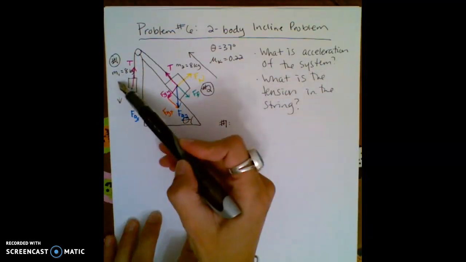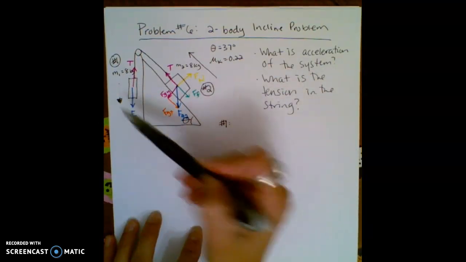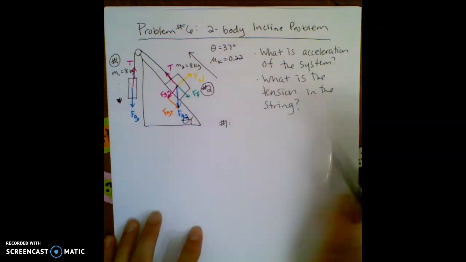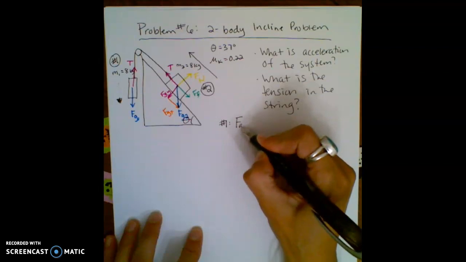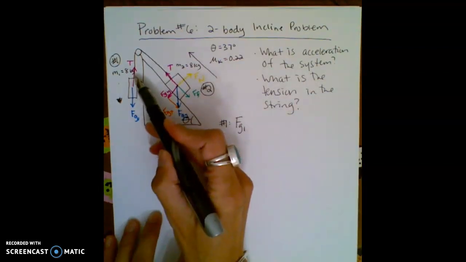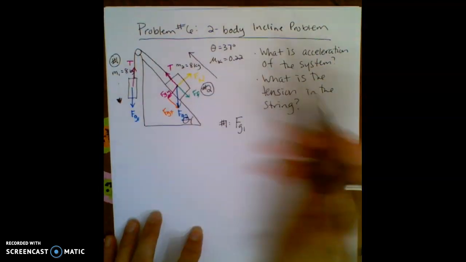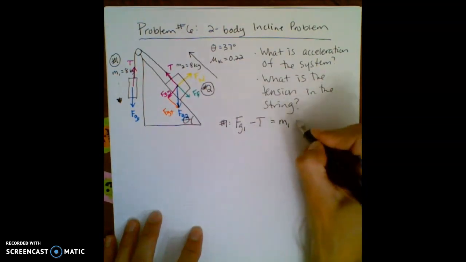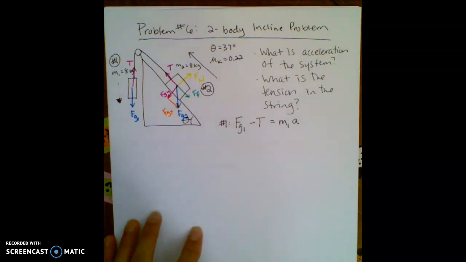And if this box is going to move down, the helping force is FG1 because it's pointed in the direction. So I have FG1. And the hindering force is tension because it's parallel but pointed up. Okay? Minus tension. And that equals M1 times the acceleration of the system.